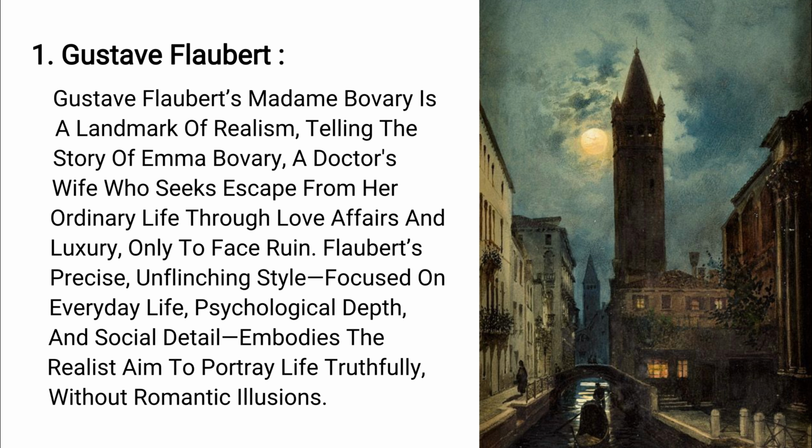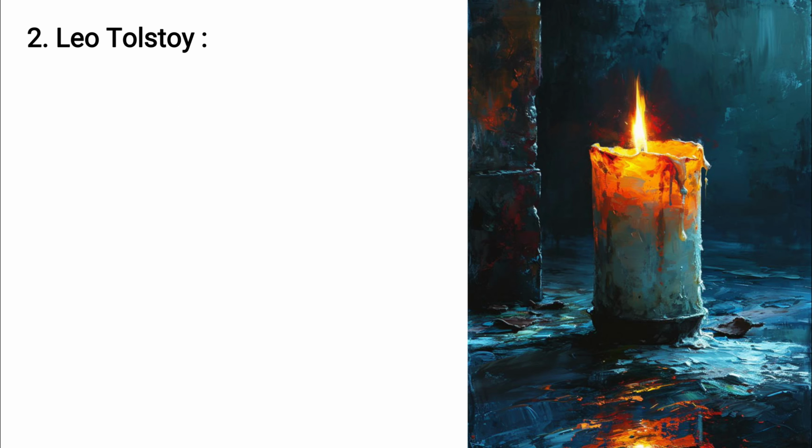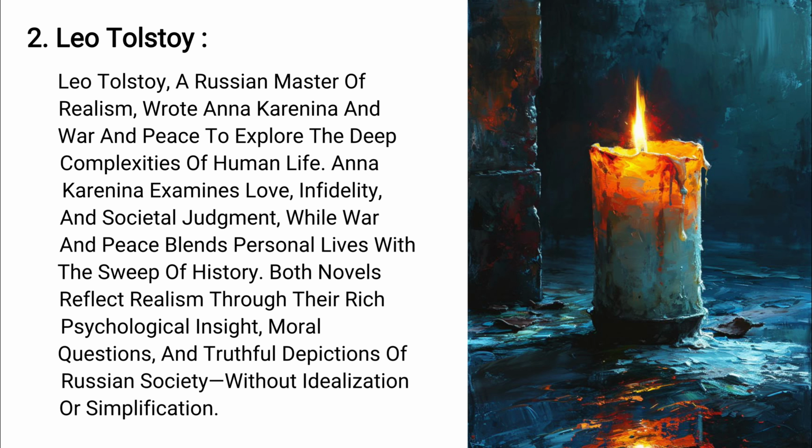truthfully without romantic illusions. Leo Tolstoy, a Russian master of realism, wrote Anna Karenina and War and Peace to explore the deep complexities of human life. Anna Karenina examines love, infidelity, and social judgment, while War and Peace blends the personal lives with the sweep of history. Both novels reflect realism through their rich psychological insight, moral questions, and truthful depictions of Russian society, without idealization or simplification.